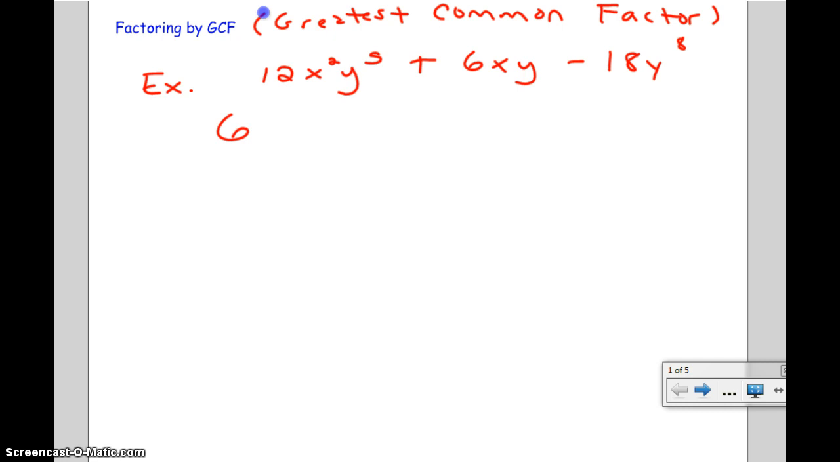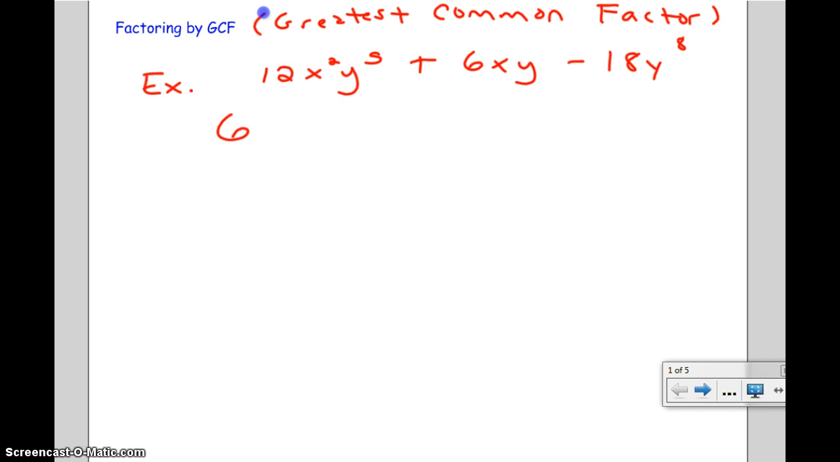Remember, 6 times 2 makes 12. 6 times 1 makes 6. 6 times 3 makes 18, so I know 6 works in all three terms. 6 alone, though, is not my greatest common factor. I also have to consider my x's and my y's. If I look across all three terms, again, look for the smallest x. I have 2 x's in the first term. I have 1 x in the second term. I have no x's in my last term.